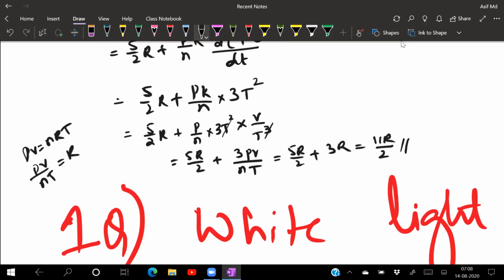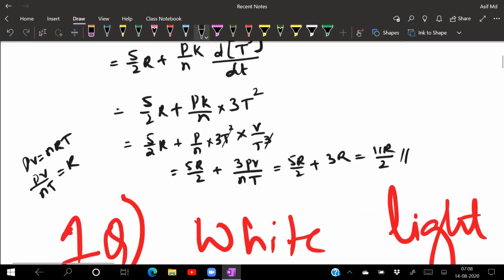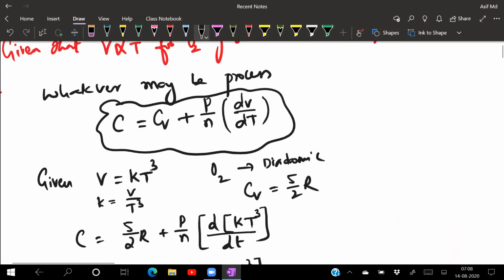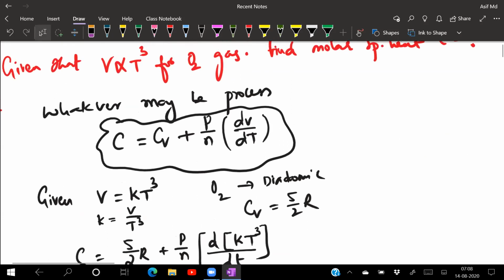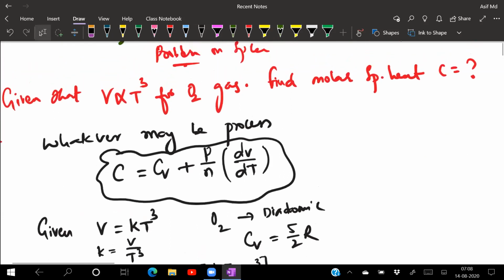Got it? Sir, can you show the formula once again? Yes, this is a standard formula, beta. Whatever may be the process, C is equal to Cv plus P by n into dV by dT. In molar specific heat, whatever may be the process he may give you, always use the formula C is equal to Cv plus P by n into dV by dT. Got it?